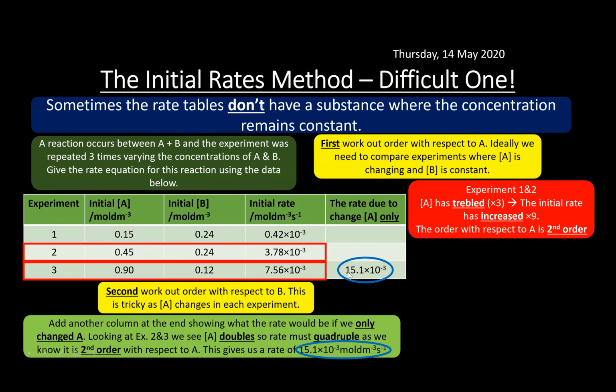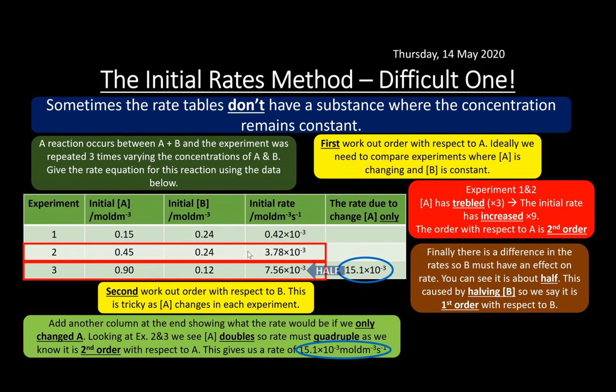So this is the theoretical value. And what we're going to do is compare this value to what is actually the rate. And we can see there is a difference. So that's telling us that B must have an impact on rate. It must do, because the figures aren't the same. If these numbers were the same here, then we can say that B is zero order. But it isn't. It's going to be different.